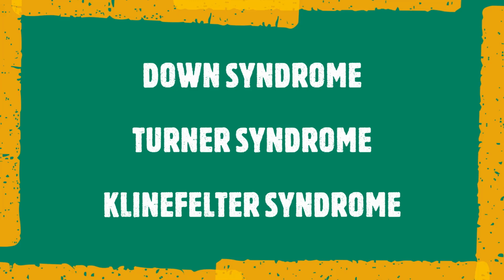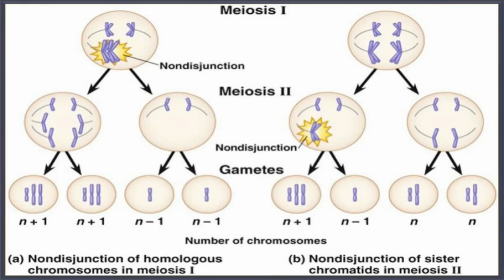Now, let's start with genetic diseases caused by non-disjunction, which are Down, Turner and Klinefelter syndrome. Remember that non-disjunction is a type of chromosomal mutation, and it means the failure of homologous chromosomes to separate during anaphase 1 or failure of sister chromatids to separate during anaphase 2.